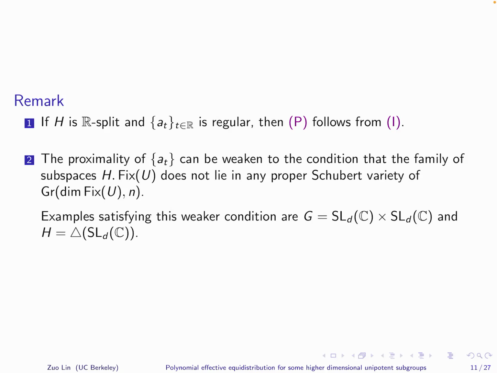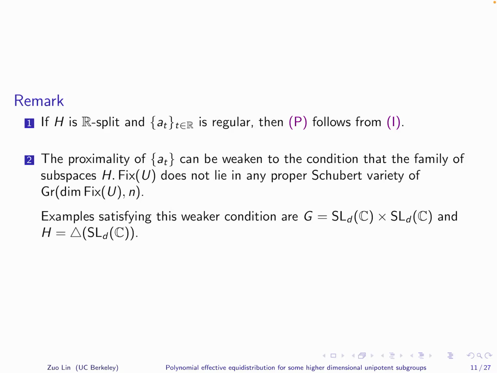Basically, let's say in an algebraically closed field or over the complex numbers, every irreducible representation has a simple highest weight, and the highest weight space is one-dimensional. But over the real numbers, these things might not happen. But when the group is split and you take a regular element, then this proximal condition always follows from the irreducible condition.